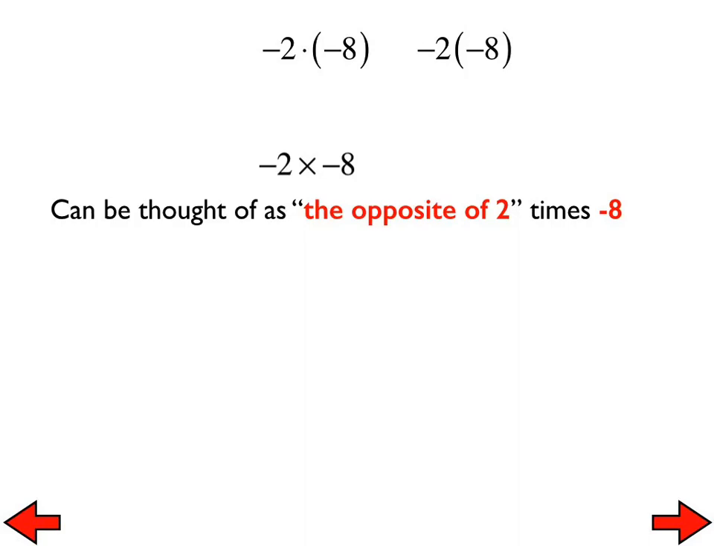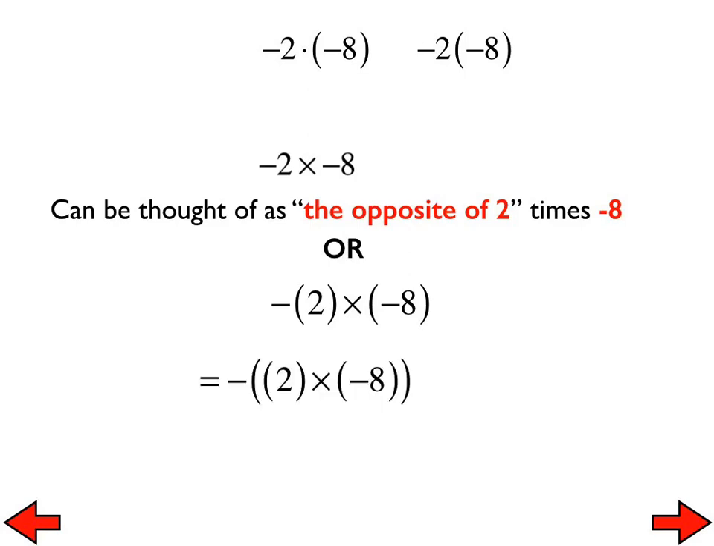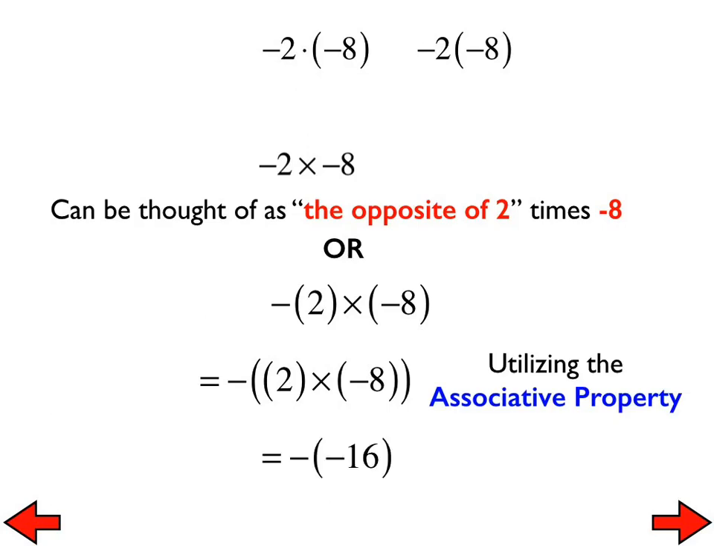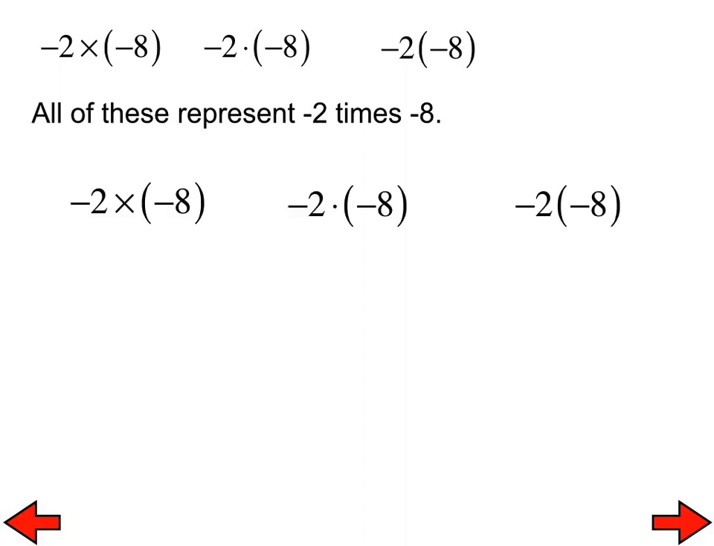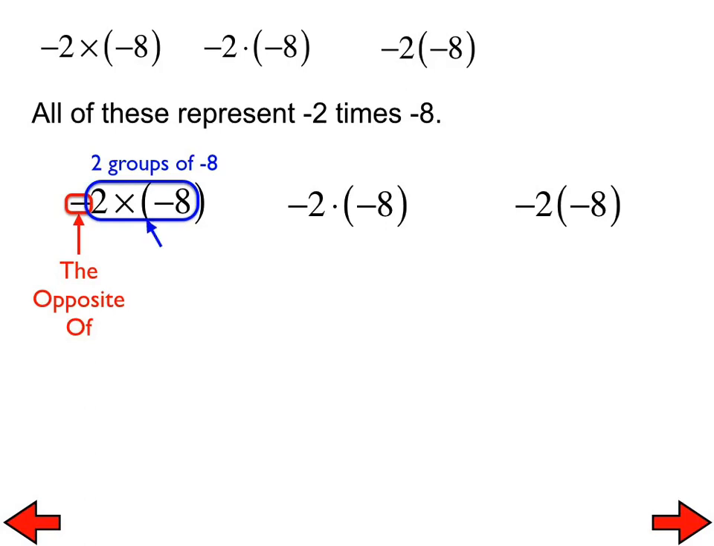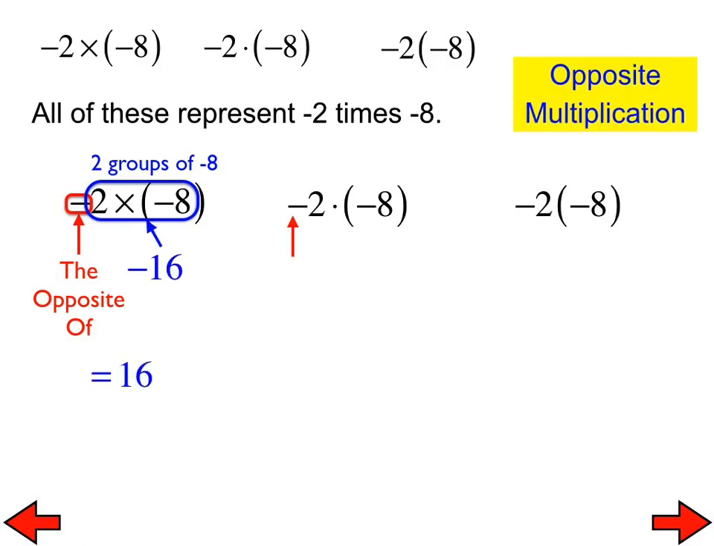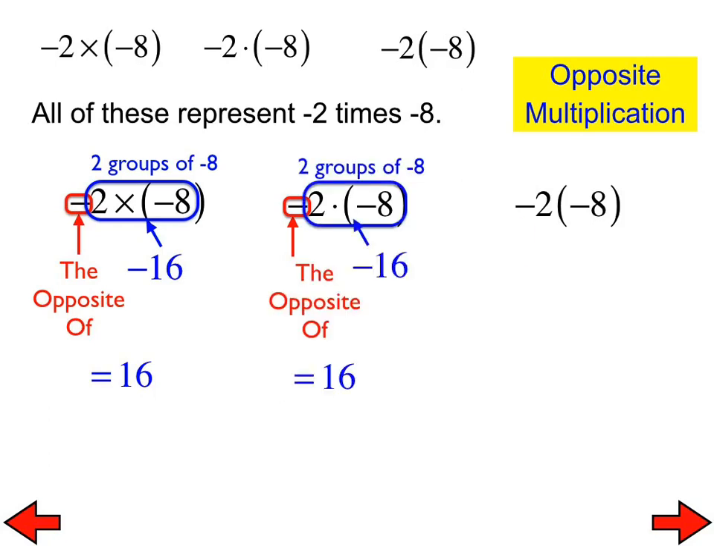Okay. So I'm going to do this one once again with the opposite multiplication idea. This can be thought of as the opposite of 2 times negative 8. Well, if I utilize the associative property and group the 2 times negative 8 together, that's negative 16, and the opposite of negative 16 is positive 16. So negative 2 times negative 8 is positive 16. And once again, the opposite of 2 times negative 8 is negative 16, and that is 16. And same thing on all three of them, since they all represent the same exact idea.